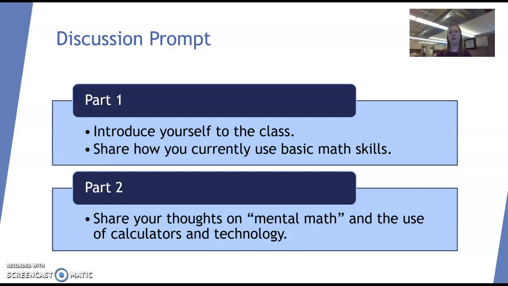Just share your thoughts. I have in the discussion forum a link to a website talking about mental math and the kind of tricks you can do to make mental math faster. So reading through that might give you a different perspective or at least give you some ideas of what is considered mental math. So that's your discussion prompt.